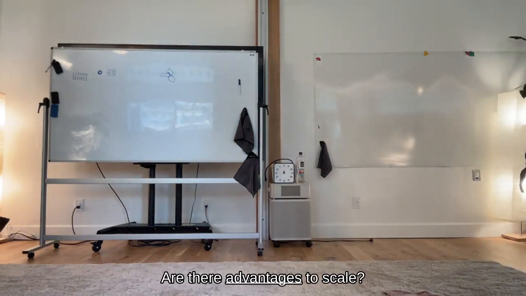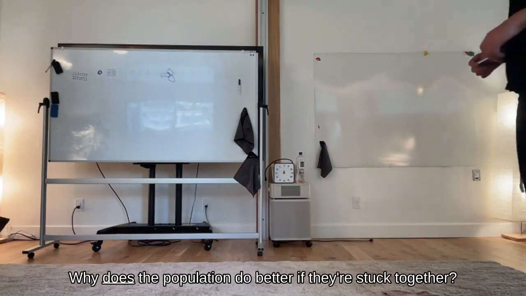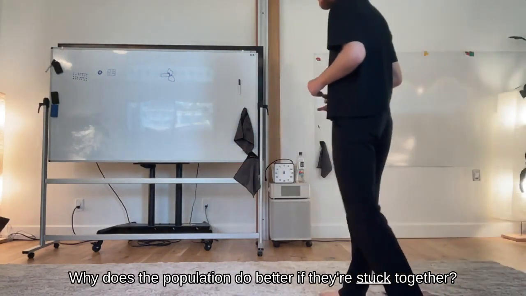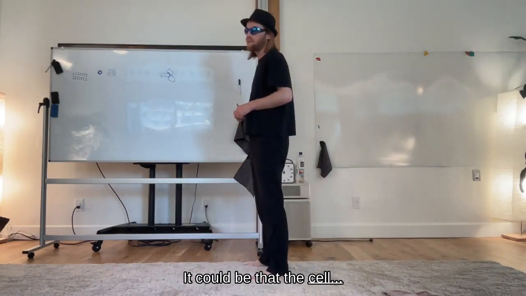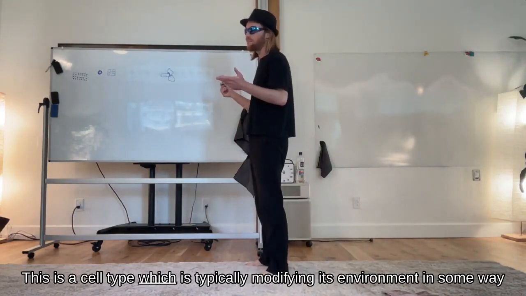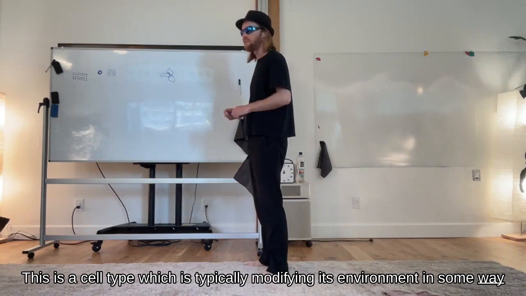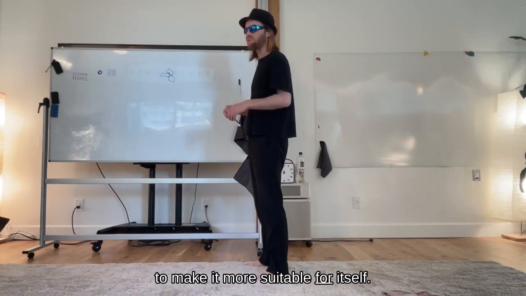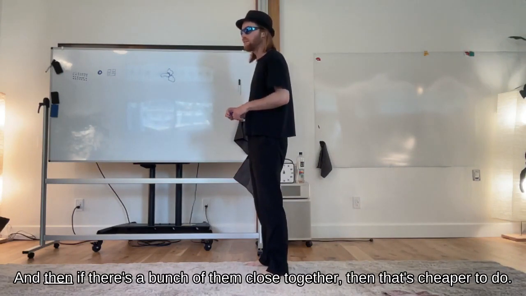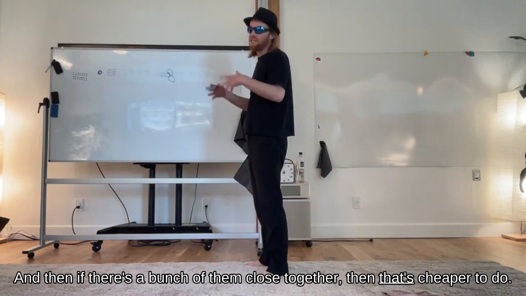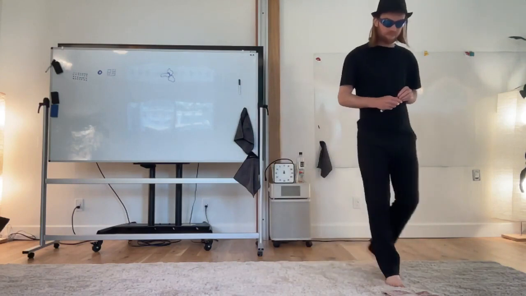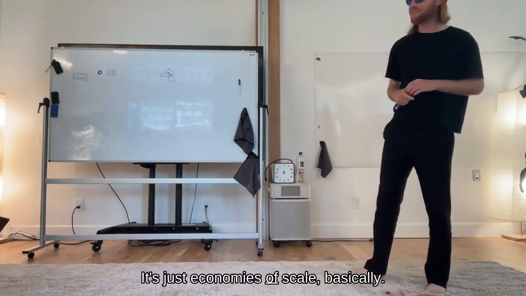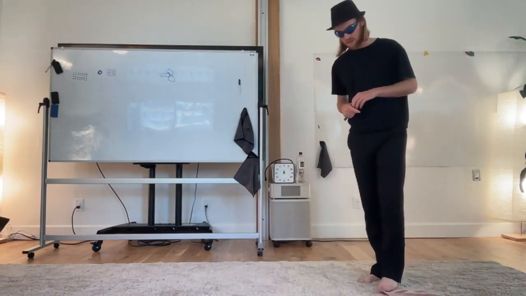Are there advantages to scale? Why does the population do better if they're stuck together? It could be that this is a cell type which is typically modifying its environment in some way to make it more suitable for itself. And then if there's a bunch of them close together, then that's cheaper to do. Economies of scale, basically. Yep, so that's a possibility.